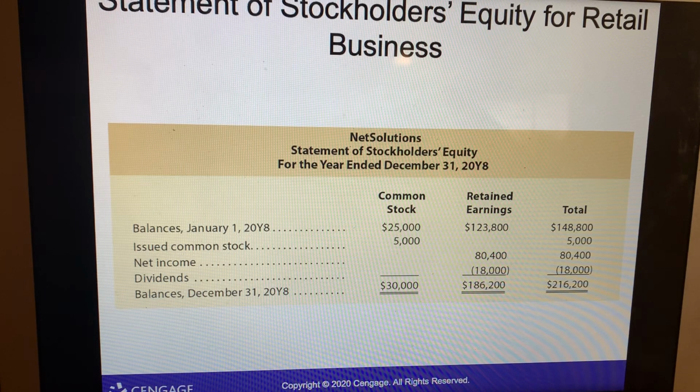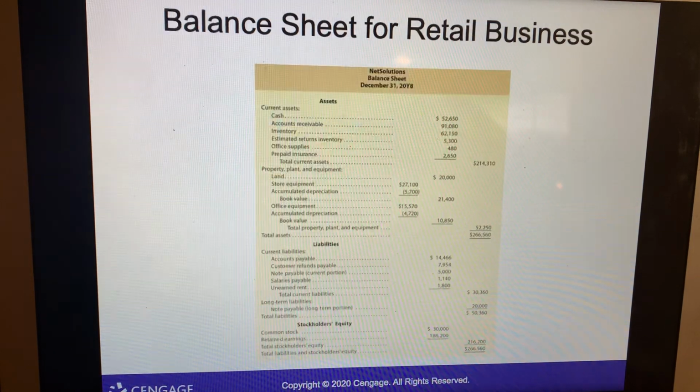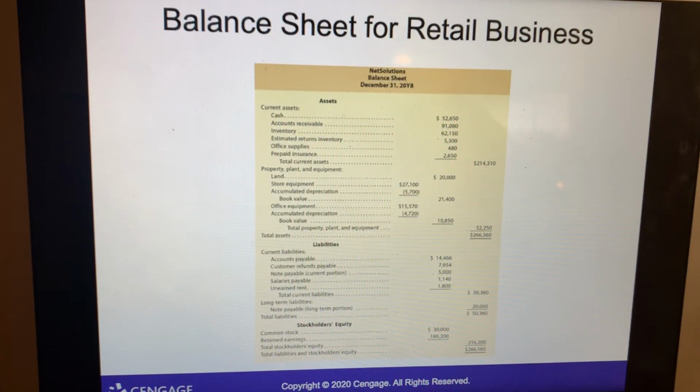So here's the common stock or statement of stockholders' equity. Okay, so you can take a look at that in more detail. And all of that closes out to our balance sheet. And there's our balance sheet.